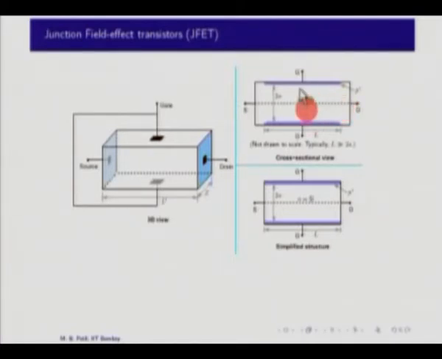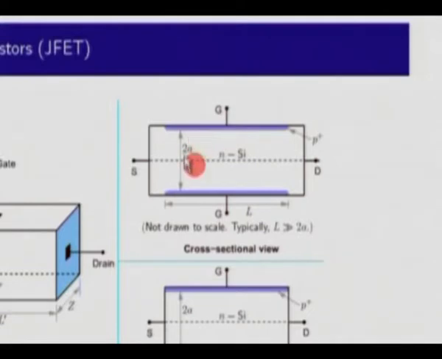So let's represent the same cross-sectional view with a simplified structure, and that is here. Here we don't worry about the regions near the source and drain, but just truncate that. And of course, we can add that later. Fine. So this is the structure.